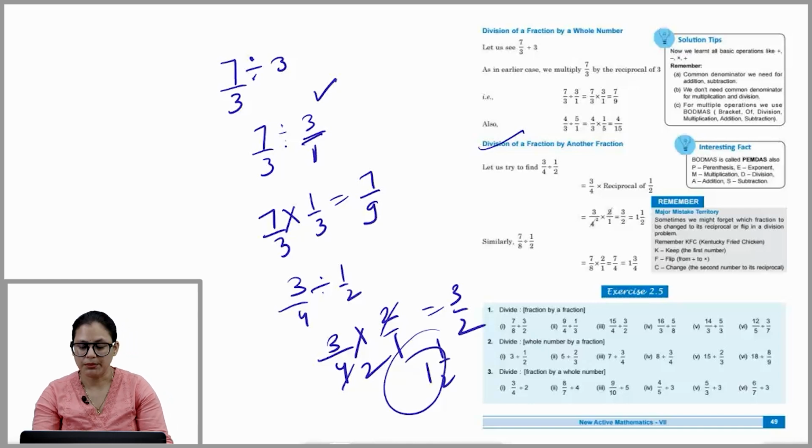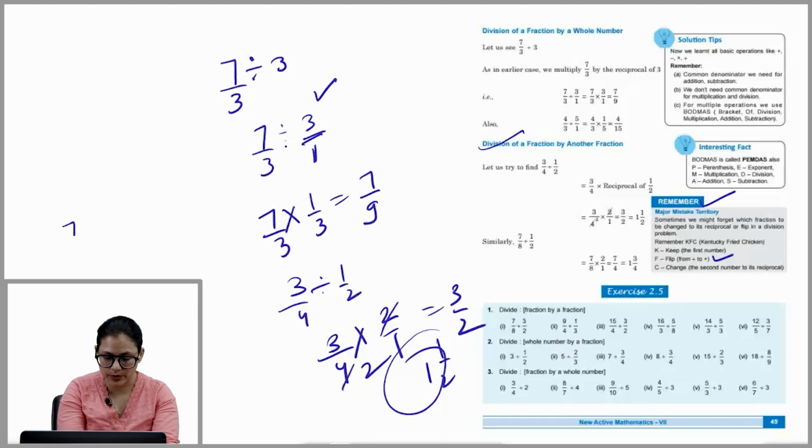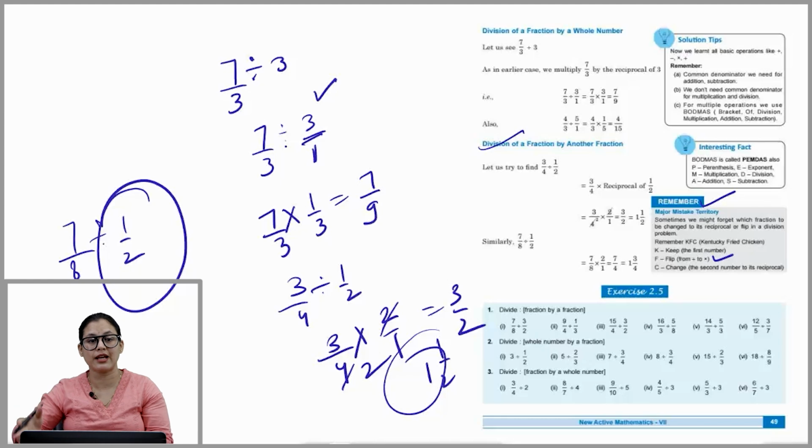Remember, this is major mistake territory. Sometimes we might forget which fraction to change to its reciprocal or flip in a division problem. Remember KFC. K means keep the first number. F means flip from divide to multiply. And C, change the second number to its reciprocal. So when we do division, we will always find the reciprocal of the second fraction and keep the first fraction as it is.